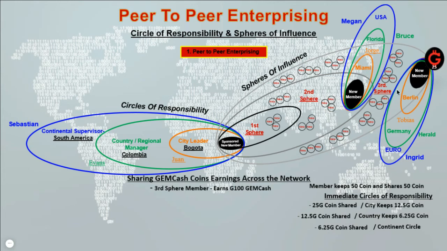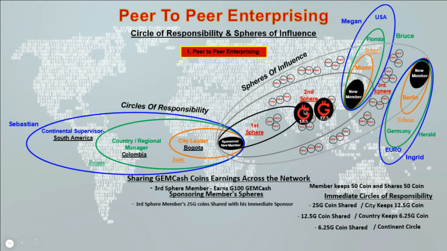Now, this member was introduced by somebody here in the second sphere. He's in the third sphere, right? So now we're going to talk about the sponsoring member spheres. That's the sponsored member, and his spheres are 1, 2, and 3. And this guy here has left behind 25 gem cash coins worth $1 each in our example that he's going to now send to the second sphere.